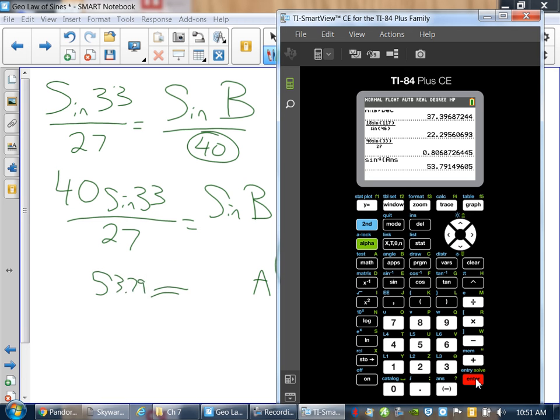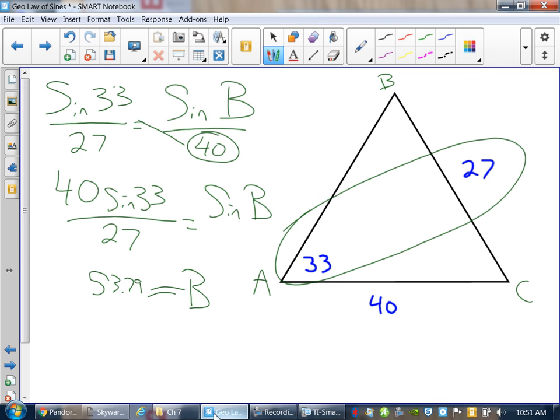Is there anything underneath side B? No, what we did was we got rid of this by moving it up here. We multiplied just by the 40. Instead of taking the long way around, we could have done sine 33 over 27, sine of b over 40. You could have cross multiplied right away and done 40 sine 33 equals 27 sine of b, and then divided by the 27 to bring it back. But it was already there to start with. That's why we don't bother bringing it up and bringing it back, because it just saves you a step.